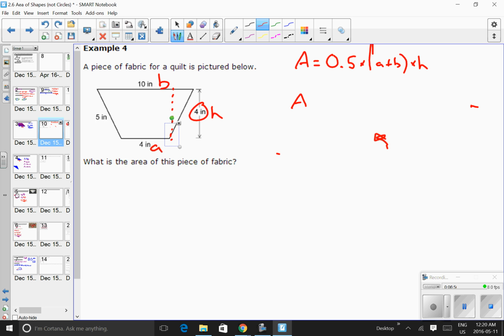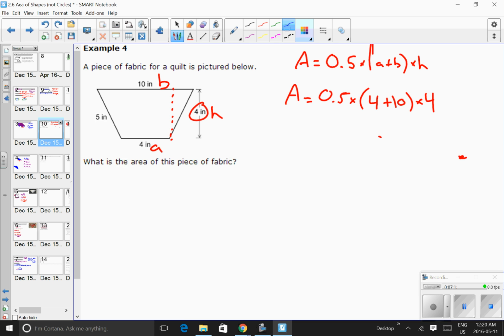Area, oh, I'm just making a mess. Clean that up. Area equals half times, we said A was 4 plus B was 10, and then times our height, which was 4.